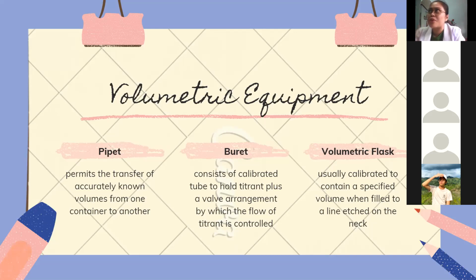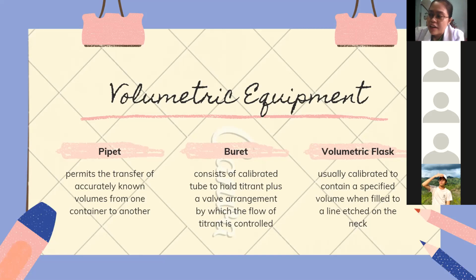And then the last one, we have the volumetric flask. This is a flask with a long neck, and it only has one graduation mark on its neck. Meaning, a volumetric flask is designed for one measurement only. If it says 100 ml, therefore that volumetric flask is used to measure exactly 100 ml volume of the liquid. So again, these are our volumetric equipment.